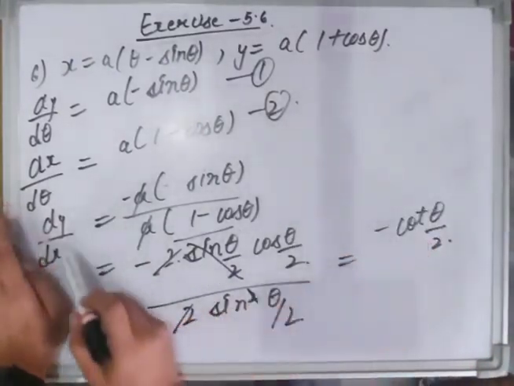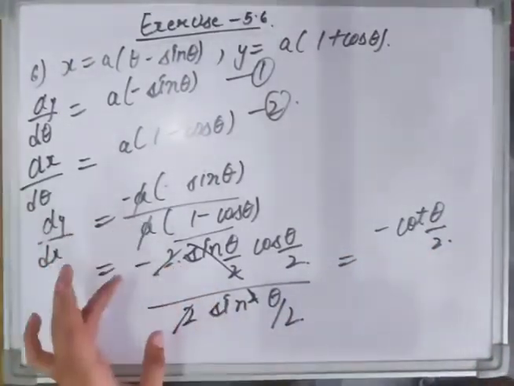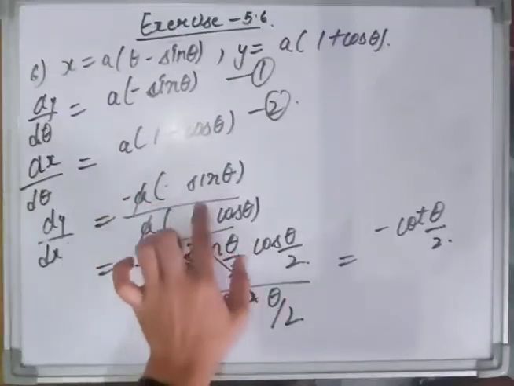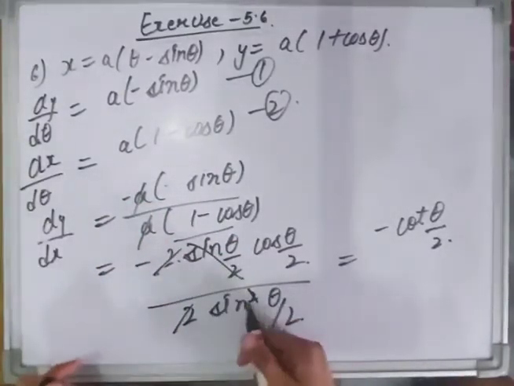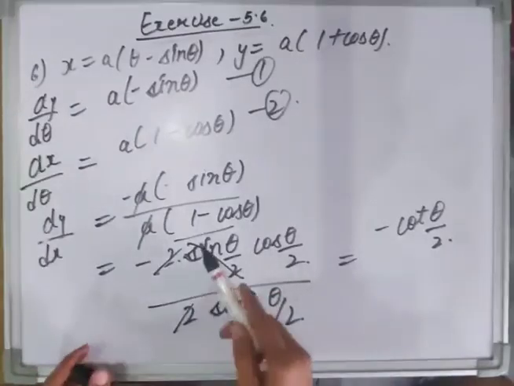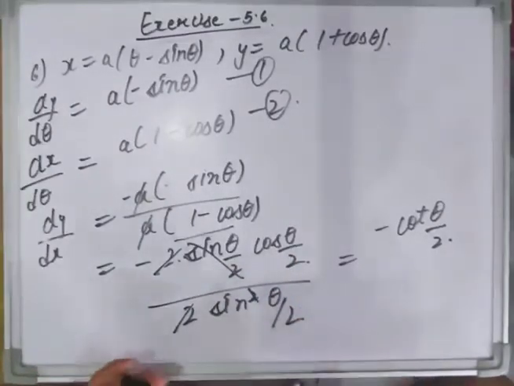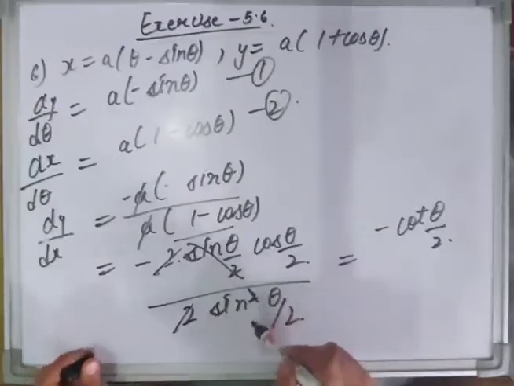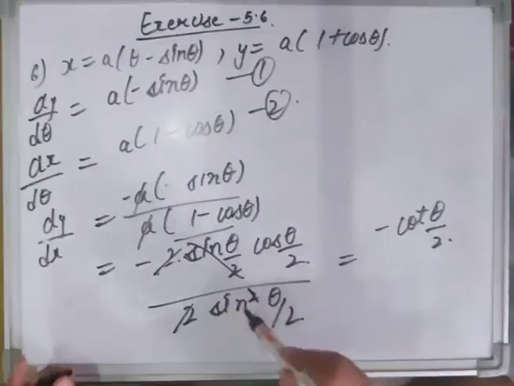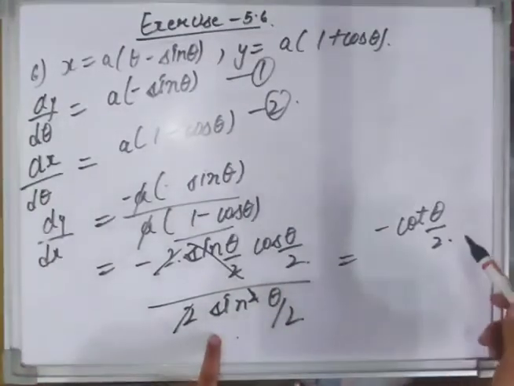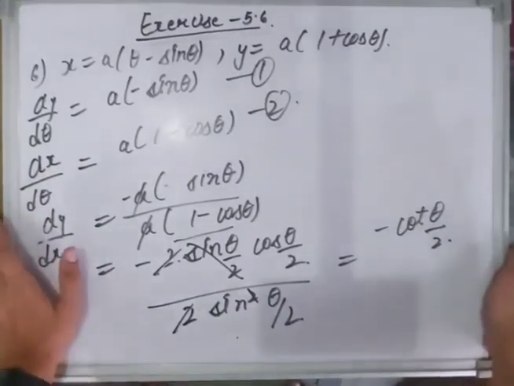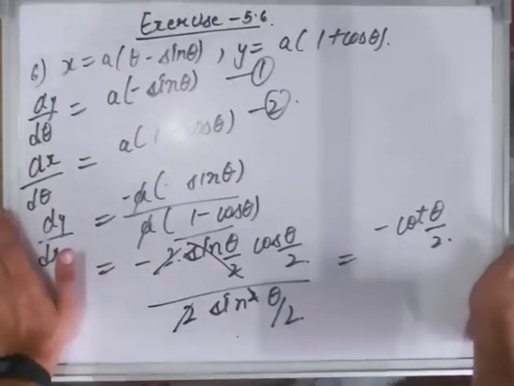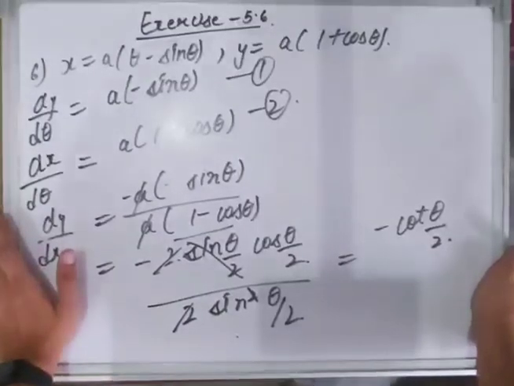Let's come to the point. We have dy upon dx as minus a by a into sin theta upon 1 minus cos theta. The sin theta formula is 2 sin theta by 2 and cos theta by 2, and the 1 minus cos theta formula is 2 sin square theta by 2, and this sin theta by 2 cancels with sin theta by 2, and cos theta by 2 upon sin theta by 2 is cot theta by 2. That's the same we got here. So this was our exercise 5.6 part 1.